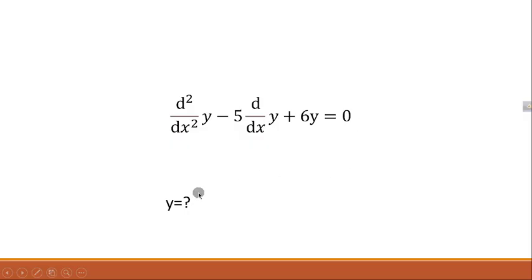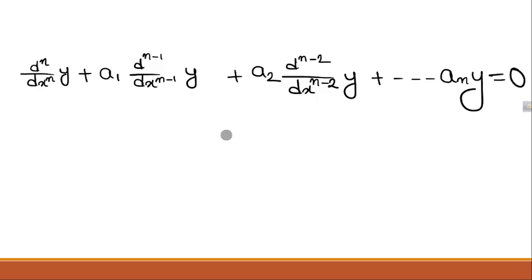That means we will find the value of y, but before solving this equation we have to know some theory. So let's dive into the theory. It's the general equation of the previous equation, so don't be afraid. I will try to explain this simply.